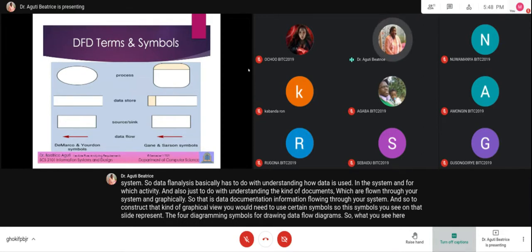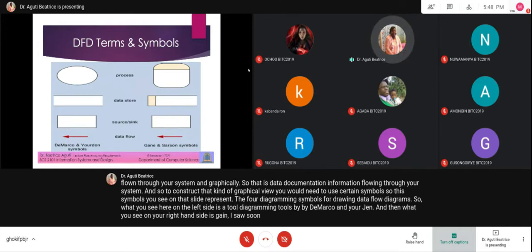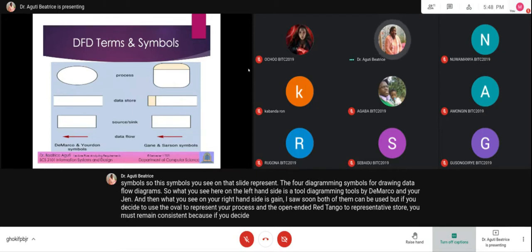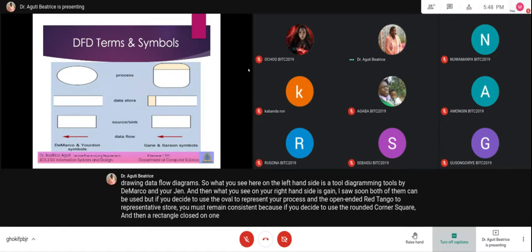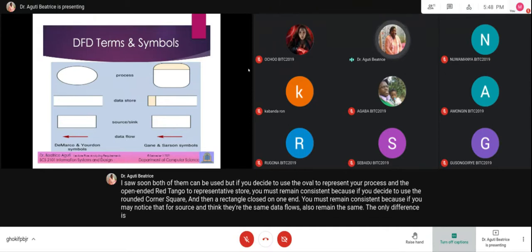So what you see here on the left-hand side is a diagramming tool by DeMarco and Yourdon. And then what you see on your right-hand side is Gane and Sarson. Both of them can be used, but if you decide to use the oval to represent your process and the open-ended rectangle to represent your data store, you must remain consistent. And if you decide to use the rounded corner square and then a rectangle closed on one end, you must remain consistent. You may notice that for source and sink, they are the same, and data flows also remain the same. The only difference is in the symbol that represents the process and the symbol that represents the data store. So whichever you decide to use, you must remain consistent.